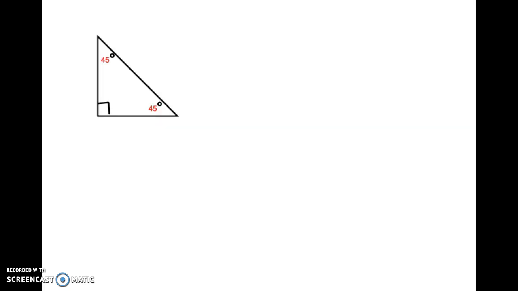Let's start with the 45, 45, 90 triangle. If you remember, we said because the 2 angles were congruent, that the 2 sides had to be congruent. So we labeled them K. If you remember your Pythagorean theorem, it says that a squared plus b squared equals c squared, so the square of each of the short sides is equal to the square of the hypotenuse when added together.